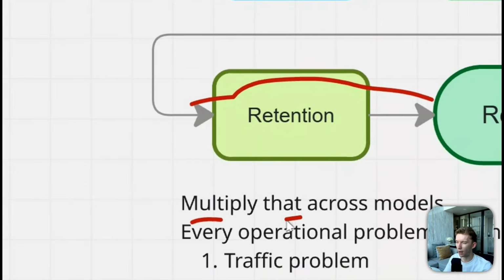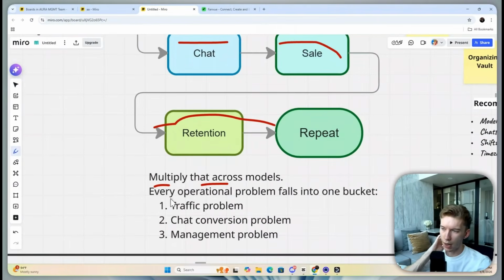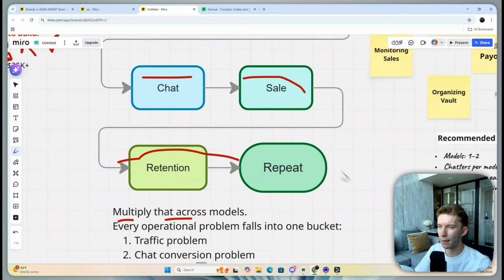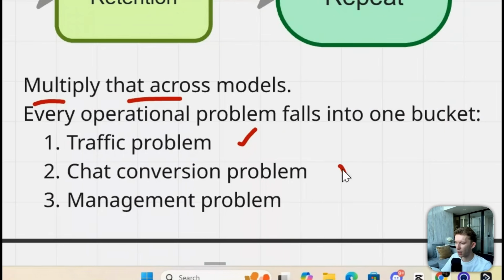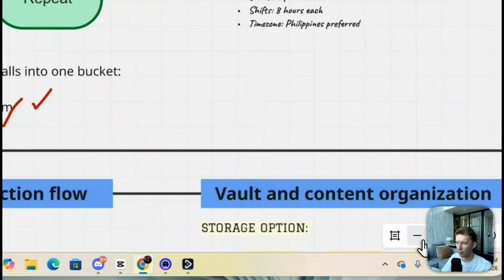And when you repeat that over multiple models, right, it's all going to make sense and it's going to make a lot of money, right? So you just got to make sure that, one, you don't have a traffic problem, you don't have a conversion problem, and you don't have a management problem, okay?